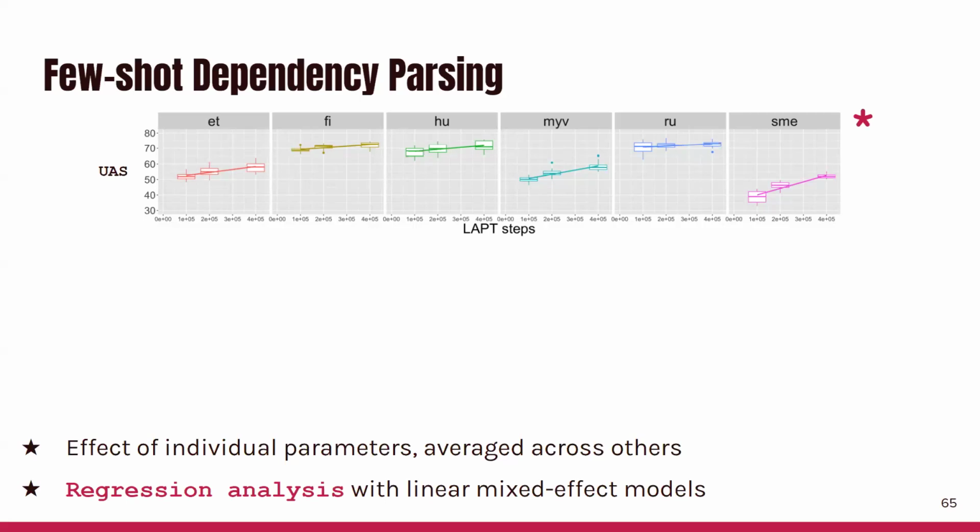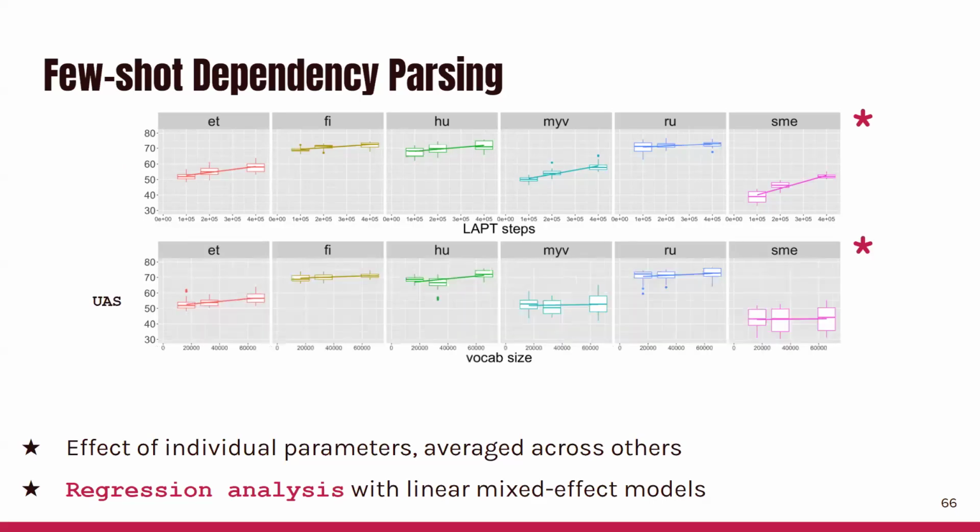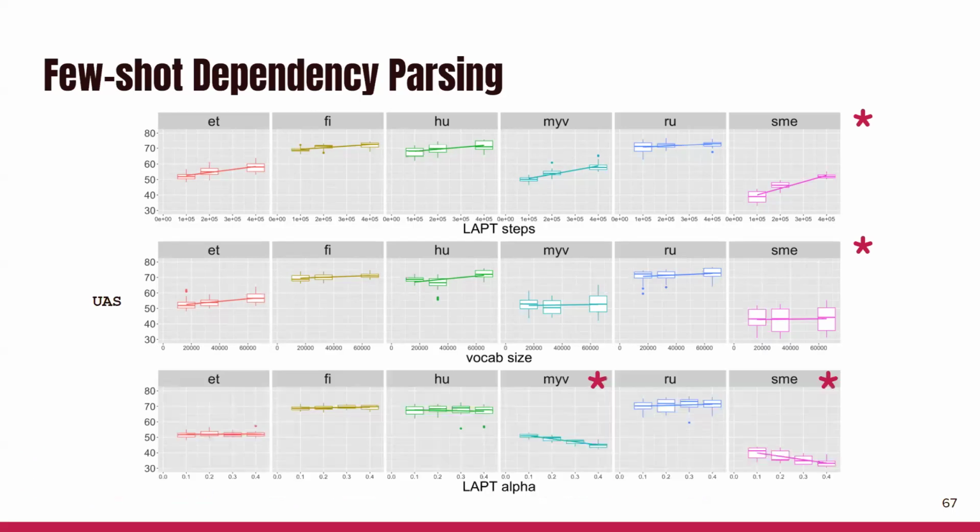So there are a lot more details about the analysis in the paper, but here I'm going to use it to indicate which factors end up being significant on the downstream model. For instance, we find that the number of language adaptive pre-training steps has a significant effect on all of these languages. And that's not surprising. Training the model for longer better specializes it to that language. We also find a significant effect in terms of the size of the specialized vocabulary. Using a larger specialized vocabulary improves performance on these languages.